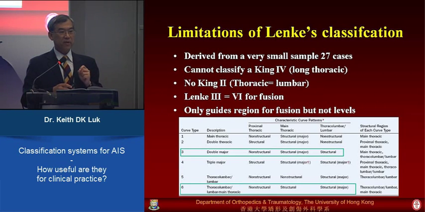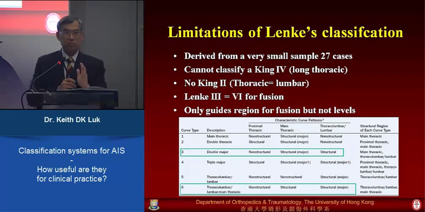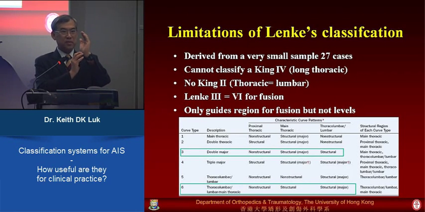And it does not have the equivalent of the King 4. Remember, the King 4 classification is a long curve that goes down to L4, and you don't find that in the Lenke classification. And there's also no King 2, where the thoracic curve is exactly the same size as the lumbar curve. Remember, in the Lenke classification, you can have a larger lumbar and a smaller thoracic, and a larger thoracic and a smaller lumbar, and so on. And there's no specific group that has an equal thoracic and lumbar.